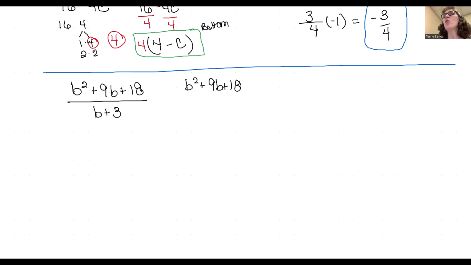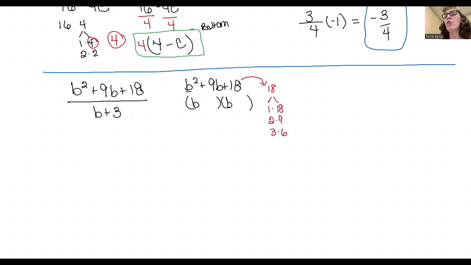Hey, this is a trinomial. We've factored those before. So if you remember, we make two sets of parentheses. The letter goes in each one, so b and b, that variable. And then we take the number at the end, which is our 18. We write it down and we're going to factor 18. So we say 1 and 18, 2 times 9 makes 18, 3 times 6. And I think that's as far as we can go.